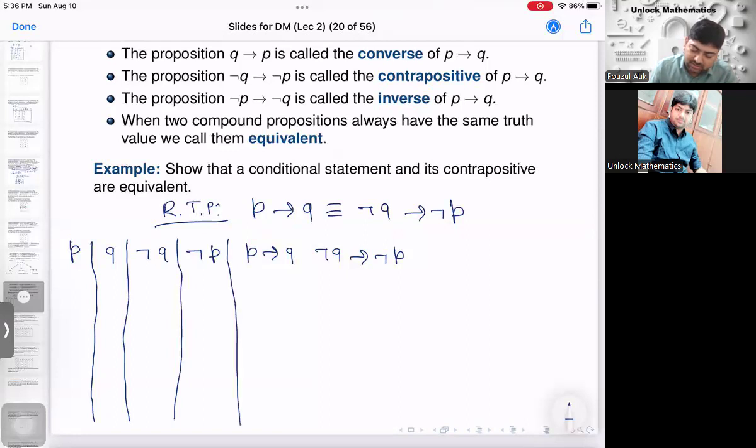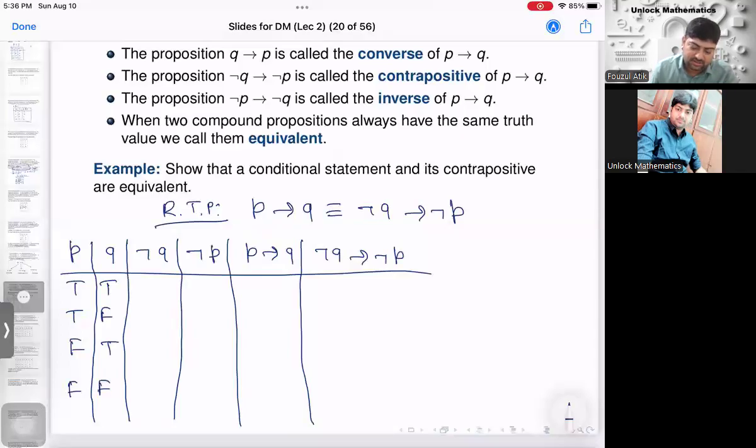So this is the truth table. I'm going to do it. Then you take all possible cases: true, true, true, false, false, true, and false, false. Then what is not Q? If this column is for Q, then not Q is exactly the opposite of it. So false, true, false, and true. The not P is the opposite of this, so this will be false, false, true, and true.